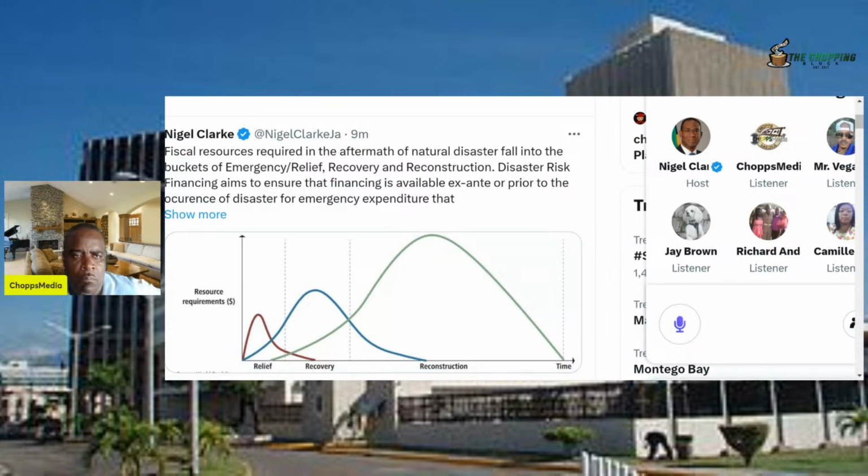Now, the Caribbean Catastrophe Reinsurance Facility is insufficient if Jamaica were to experience a really high severity storm, i.e. a Category 5 event where the trajectory of the center of the storm passes over the landmass of Jamaica.